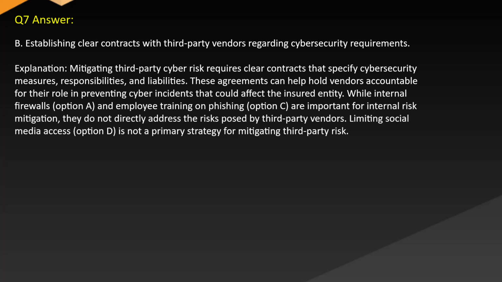while internal firewalls, option A, and employee training on phishing, option C, are important for internal risk mitigation. They do not directly address the risks posed by third-party vendors. Limiting social media access, option D, is not a primary strategy for mitigating third-party risk.